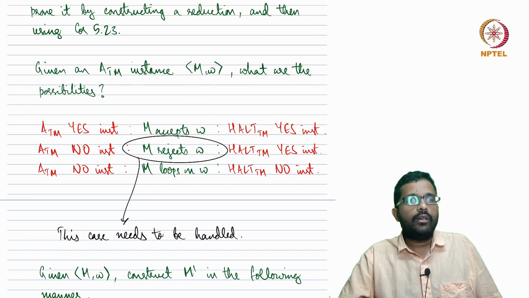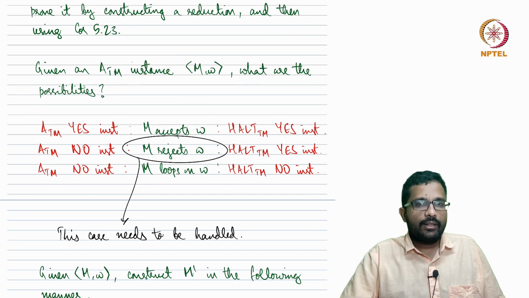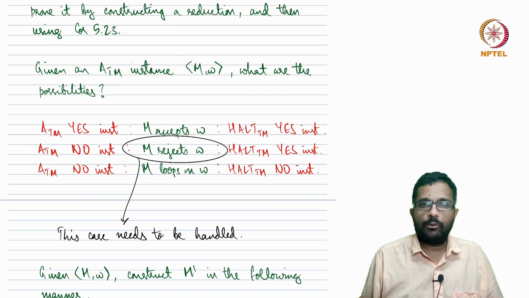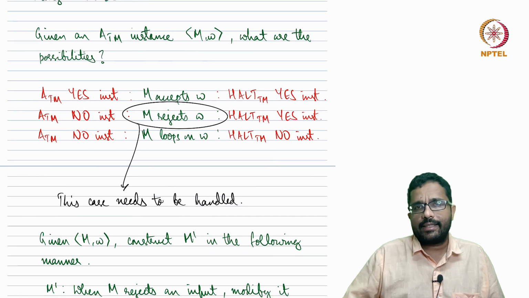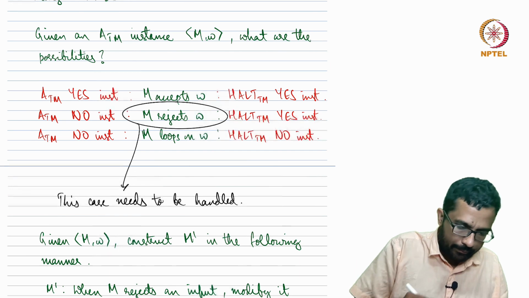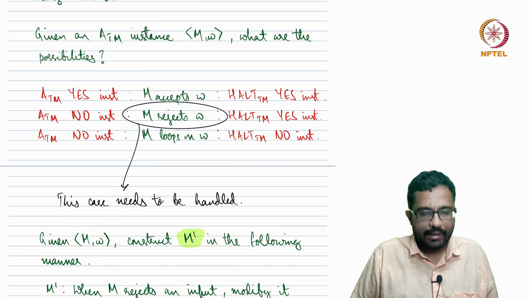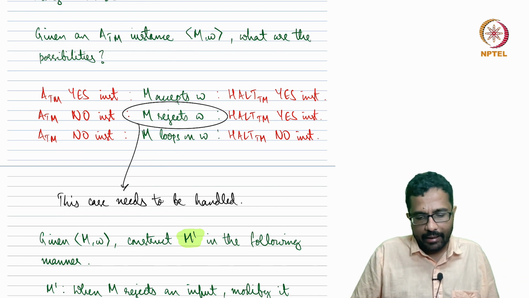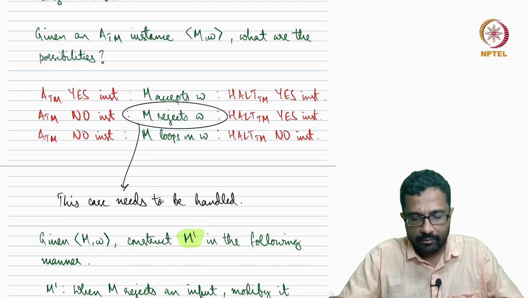So when M rejects W, we want to construct some M prime, W prime such that whenever M rejects W, M prime loops on W prime. In fact, we will not construct a separate W prime; we will have the same W, but we will construct a different M. So we will construct M prime. What M prime will do is follow M mostly, but whenever M has to reject, M prime goes into a loop.